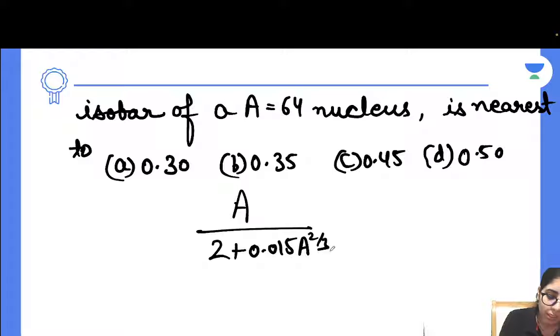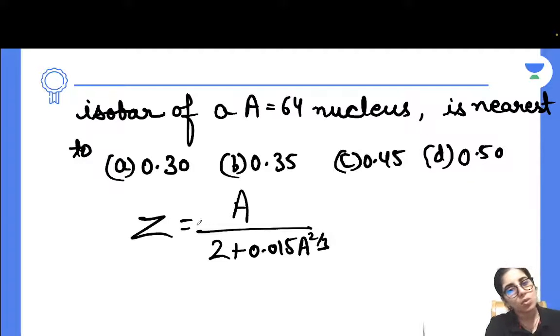So actually, guys, in this case, is this the same one you are using as well? 0.0015 A to the power 2 by 3, correct. Okay, so this is one of the formulas you have for the most stable isobar. Whenever the binding energy is given to you, you have the mass number A, and all the other things are given in the same way in the expression of binding energy, then you can use it directly.